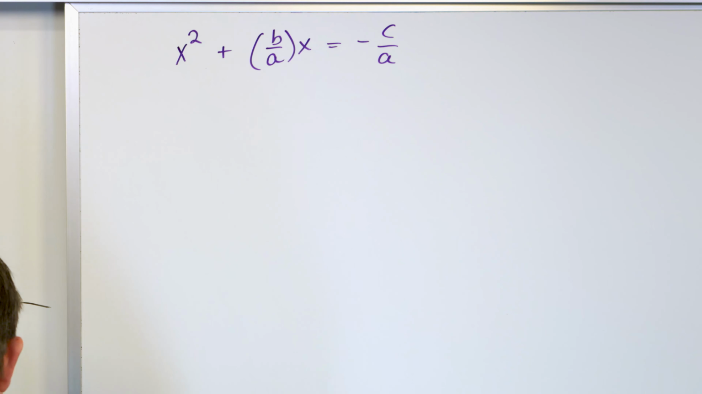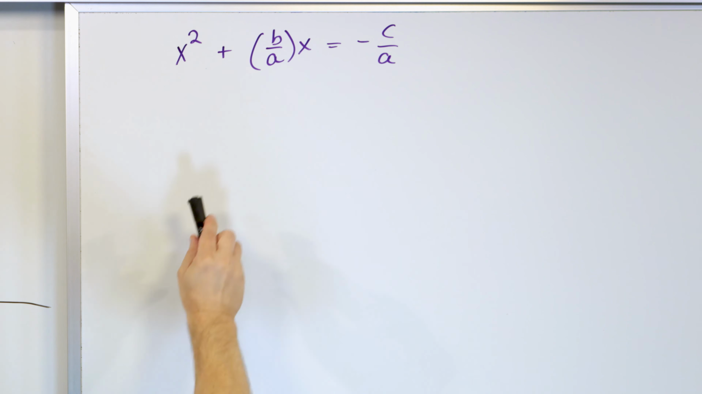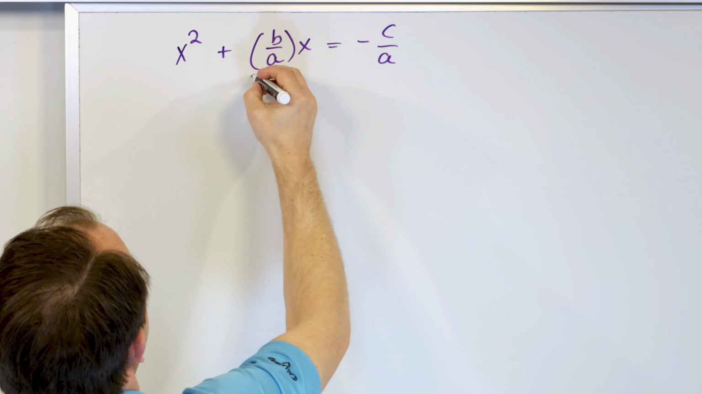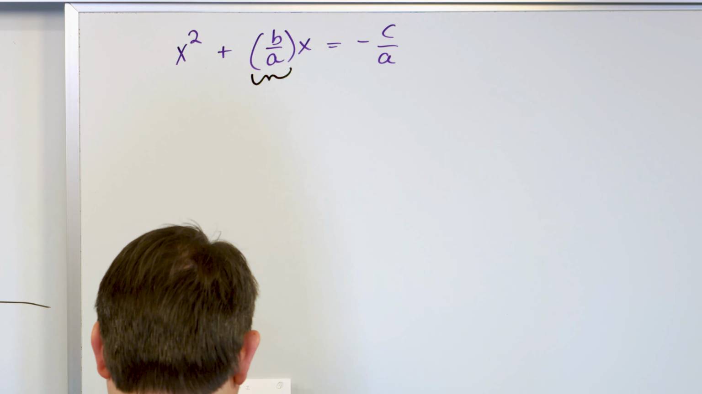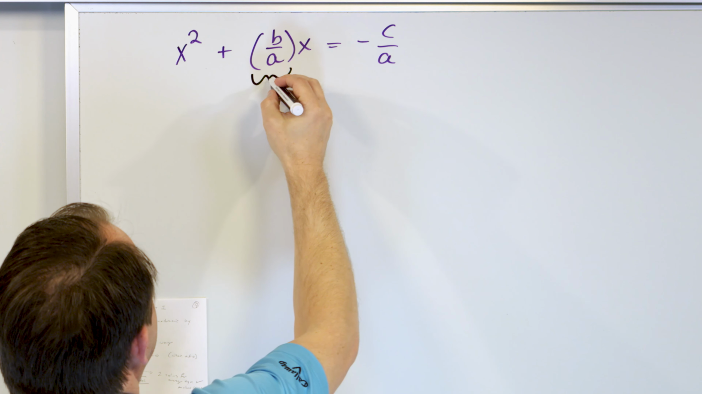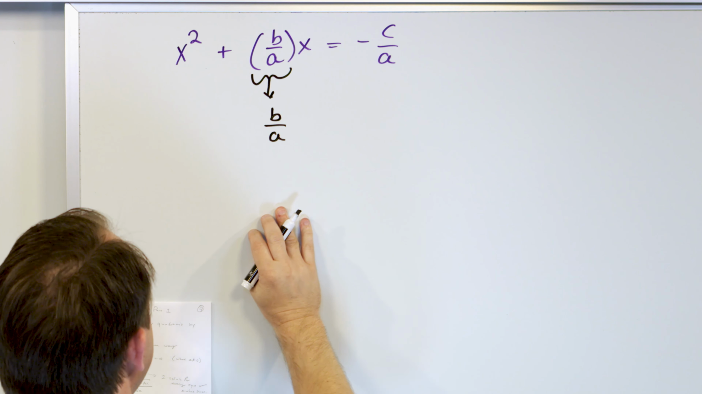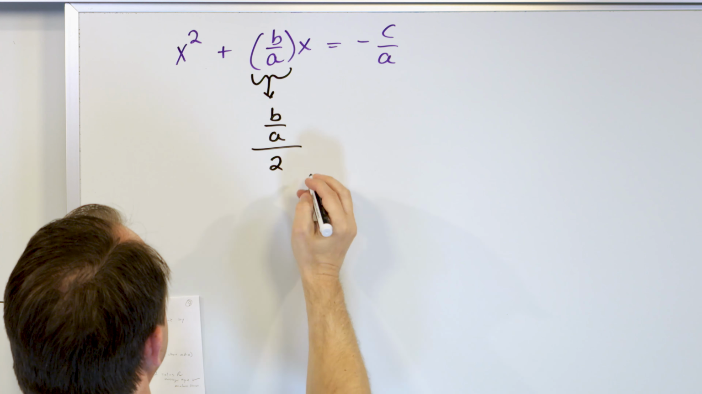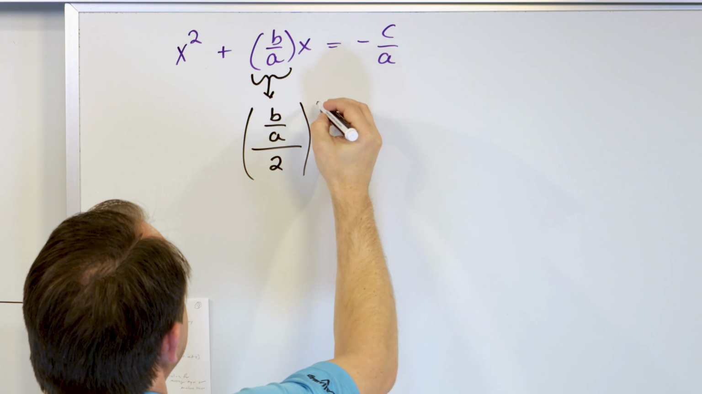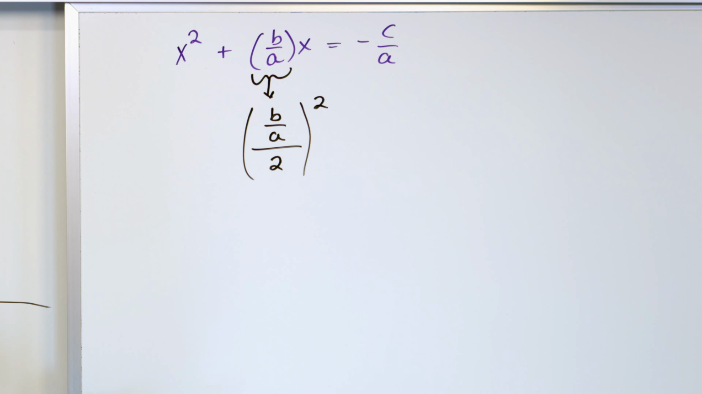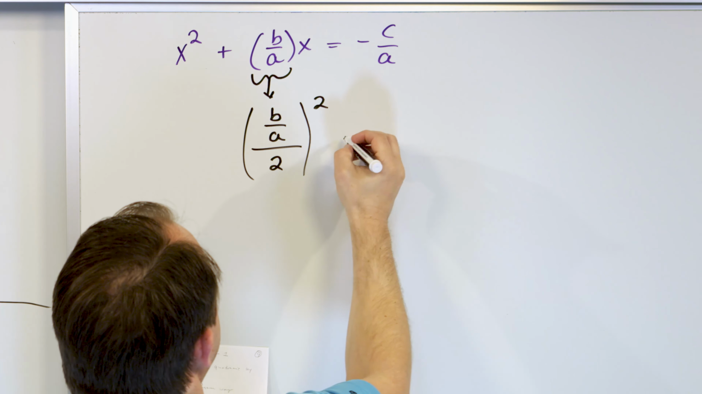Now for the next step, what I need to do is take 1/2 of this and square it. So what is that equal to? So b over a, that's a fraction, right? And I'm going to take that and divide by 2, and I need to square it. This is what I'm going to have to actually add to both sides of the equation, right?